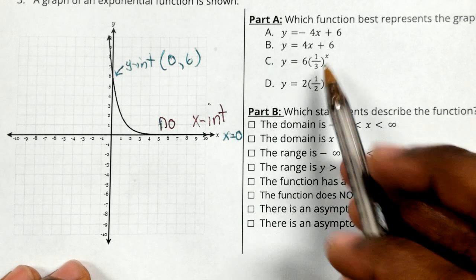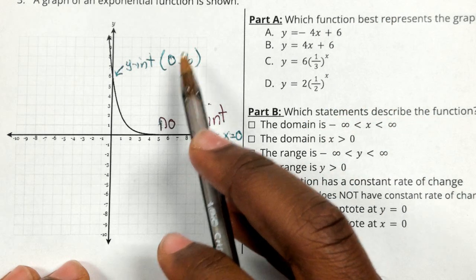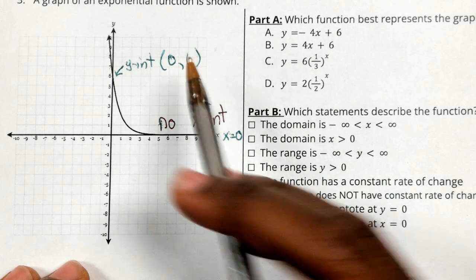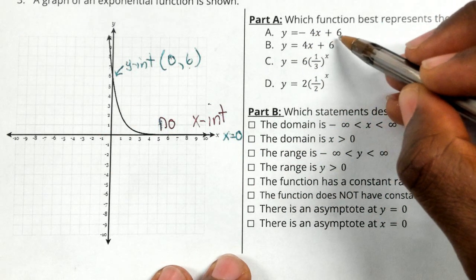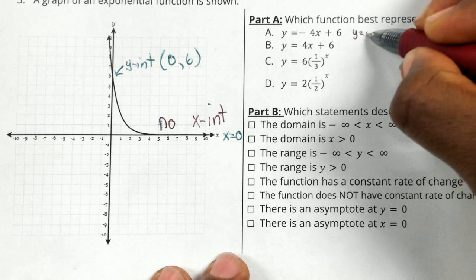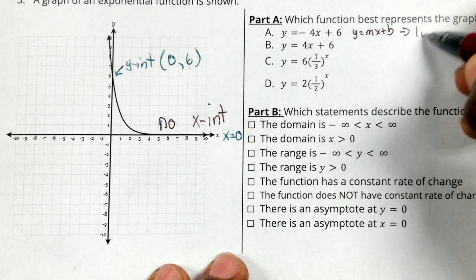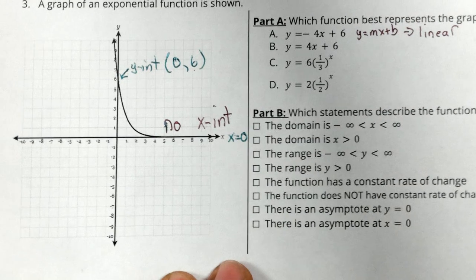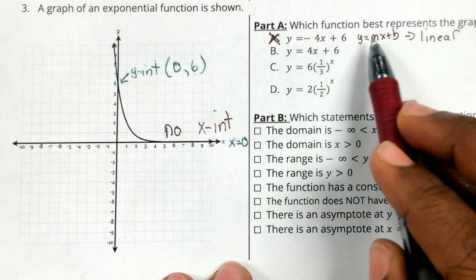So let's try to identify the equation that best represents this. What we're going to do is plug in 0 for x and see if we get 6 for the y. I already know that this first one is not correct because it looks like y equals mx plus b, and you know that y equals mx plus b is linear. We're looking at exponential functions, so this would be incorrect because this is a linear function.